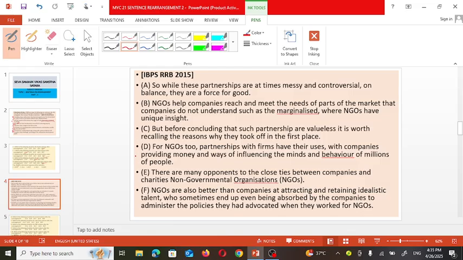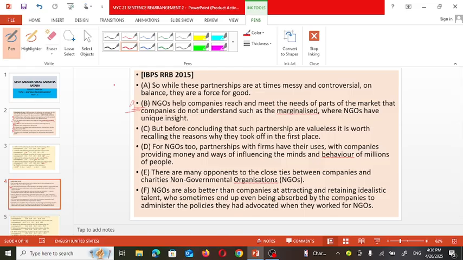So when you are observing all these sentences, sentence B, NGOs help companies reach and meet the need of parts of the market that companies do not understand, such as the marginalized, where NGOs have unique insight. The whole idea revolves around this. So this statement B can be the first statement in this paragraph, because all the other statements are supporting this first statement.